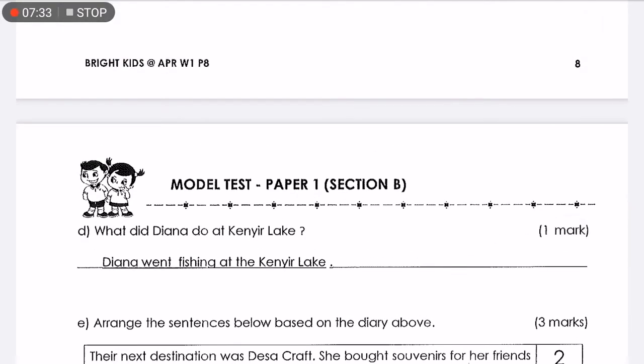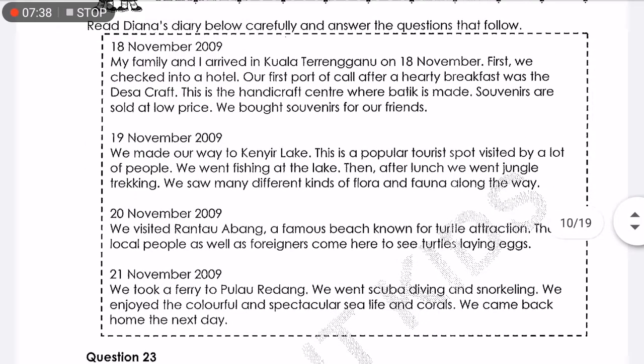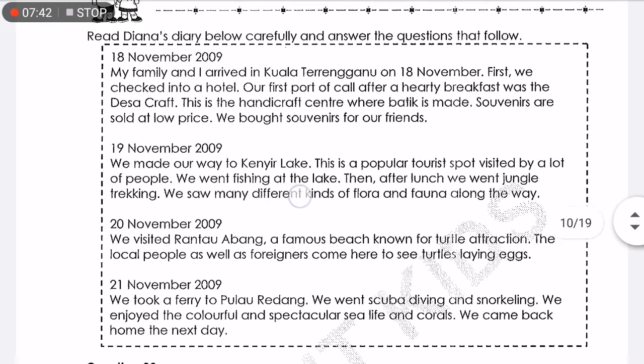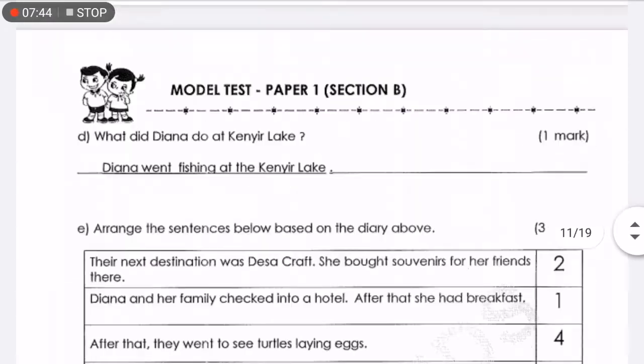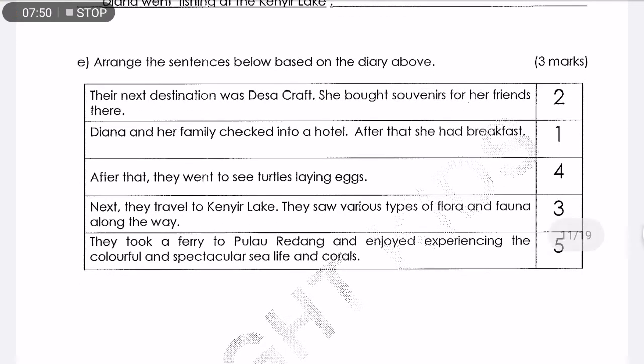What did Diana do at Kenyir Lake? Alright, at Kenyir Lake. So you can see at paragraph number 2, we went fishing at the lake. So what's the answer? Diana went fishing at the Kenyir Lake. That's the answer. Question E. Arrange the sentences below based on the diary above.